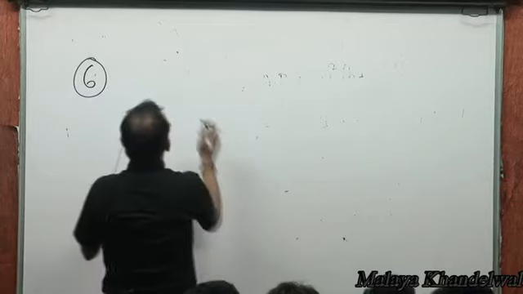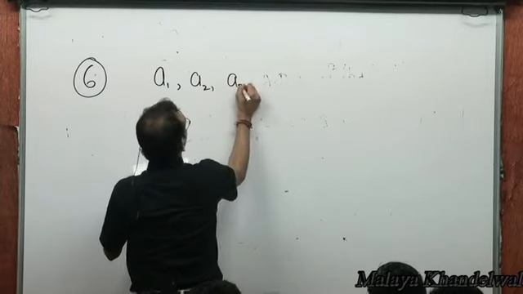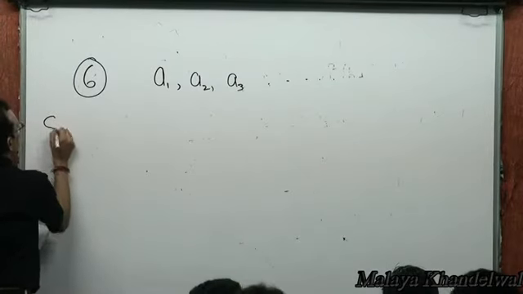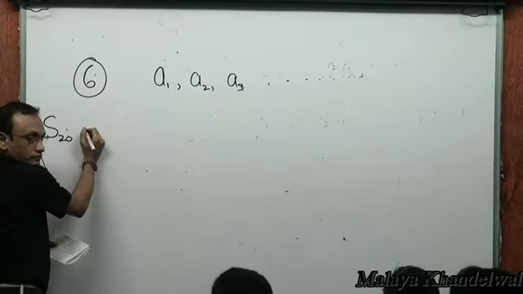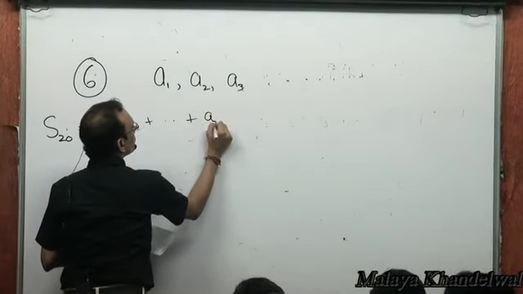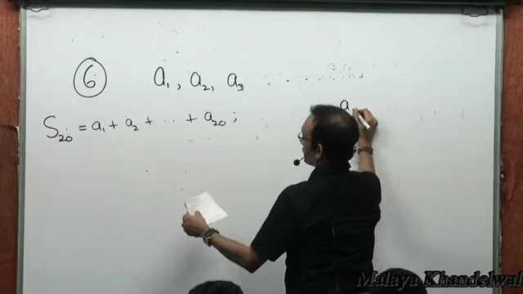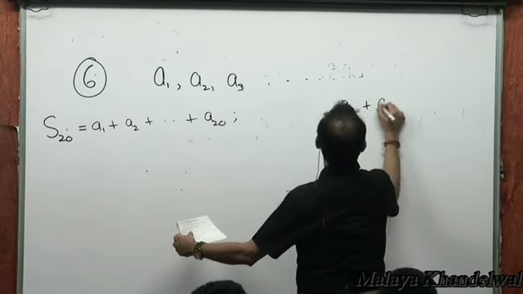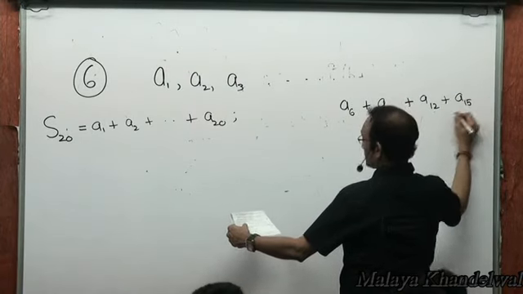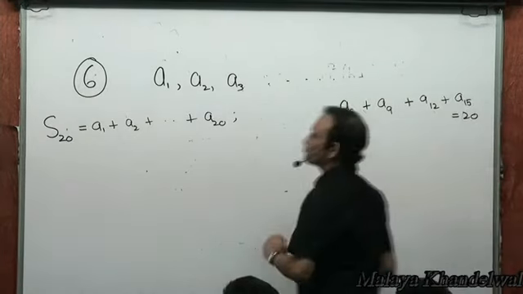Okay. The successive terms of an AP are A1, A2, A3, etc. We want to find the sum up to 20 terms. That is A1 plus A2 plus up to A20. Given that A6 plus A9 plus A12 plus A15 is 20. All right. Now, don't deploy brute force here.